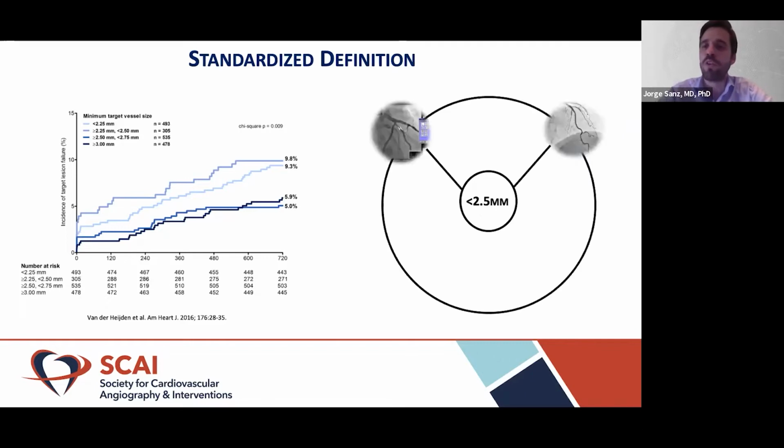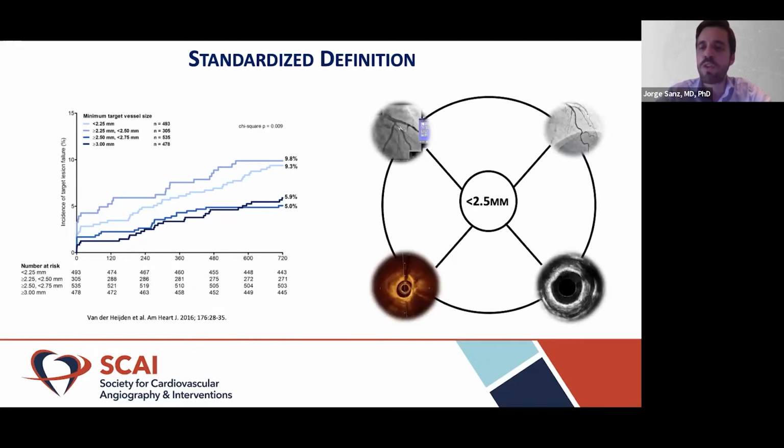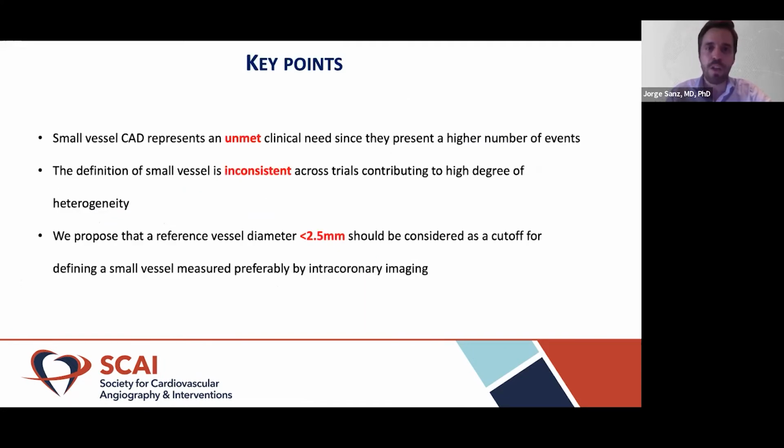Although we recognize that most of the way that this vessel will be evaluated will be done on the basis of coronary angiography, either by QCA or visual estimation, we consider that the use of intracoronary imaging to define the vessel size will be of paramount importance in order to reduce the heterogeneity about different studies. So just to conclude, small vessel coronary artery disease yet represents an unmet clinical need since it is associated with an increased risk of events at follow-up.